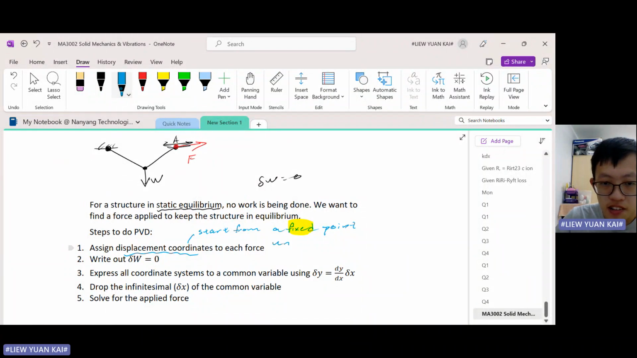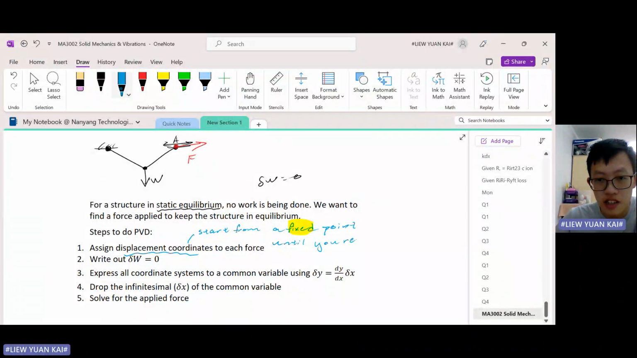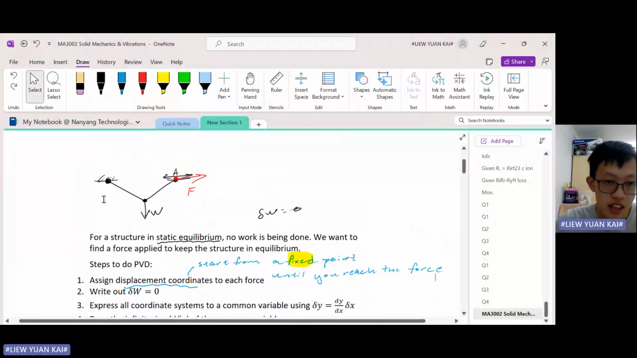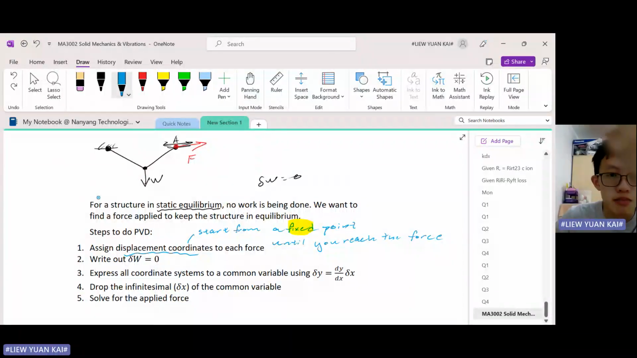And you stop until you reach the force. So let us use this as an example. How do I assign the coordinates of, for example, let's start with F. We have the forces F and W. Let's assign the coordinates to F. So we start from a fixed point.